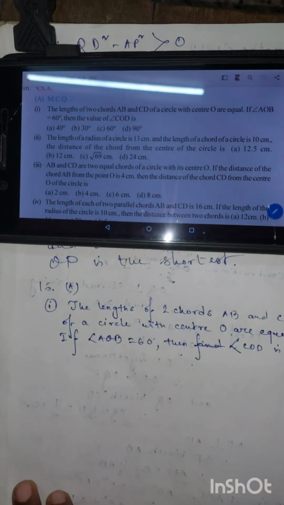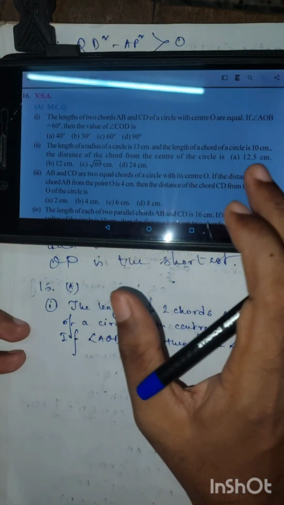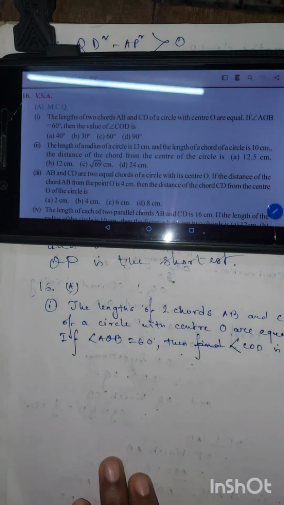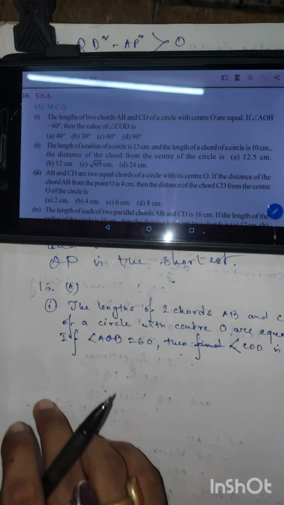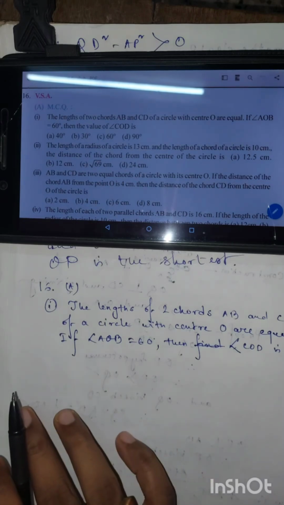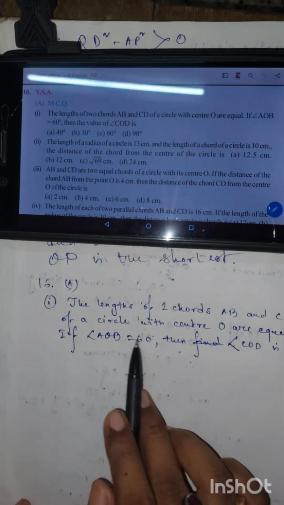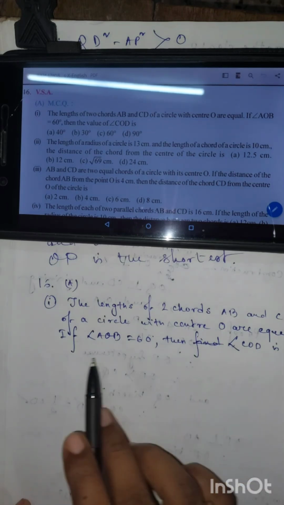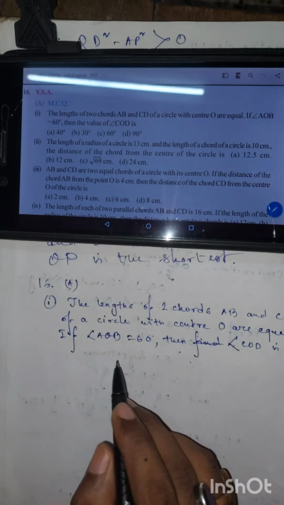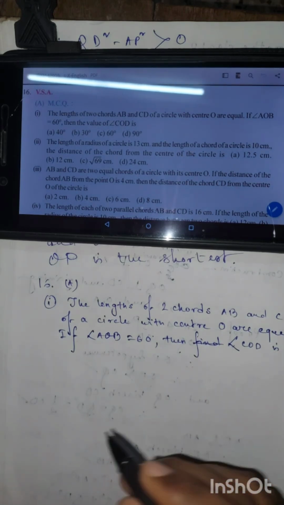Now, friends, let us proceed to question number 16. 16, very short type. 16a1. It says the lengths of two chords AB and CD of a circle with center O are equal. Angle AOB equal to 60 degree. Then COD is.